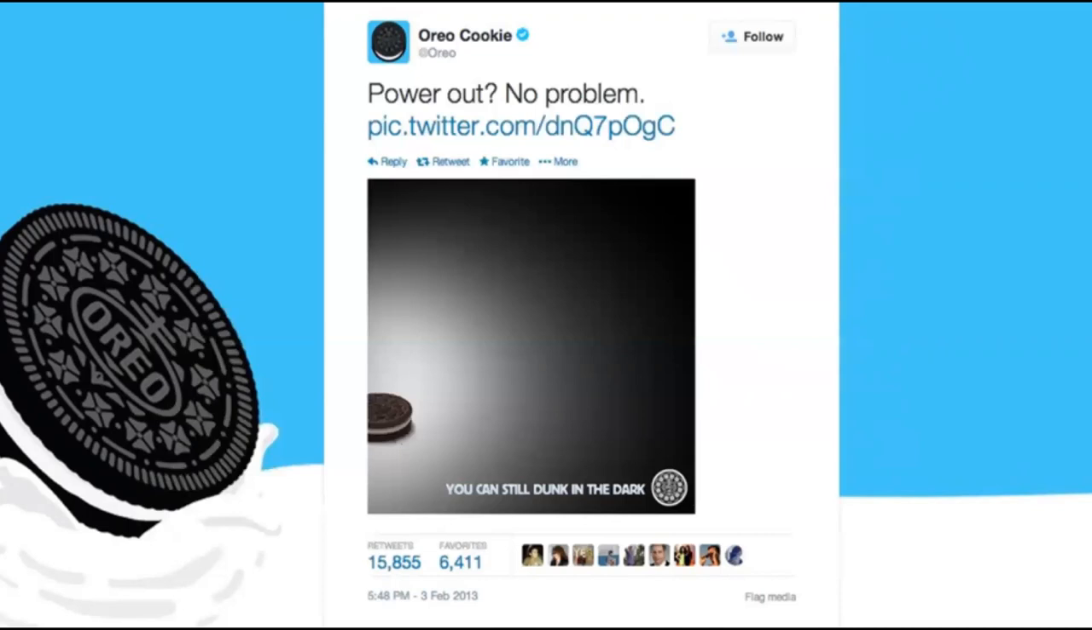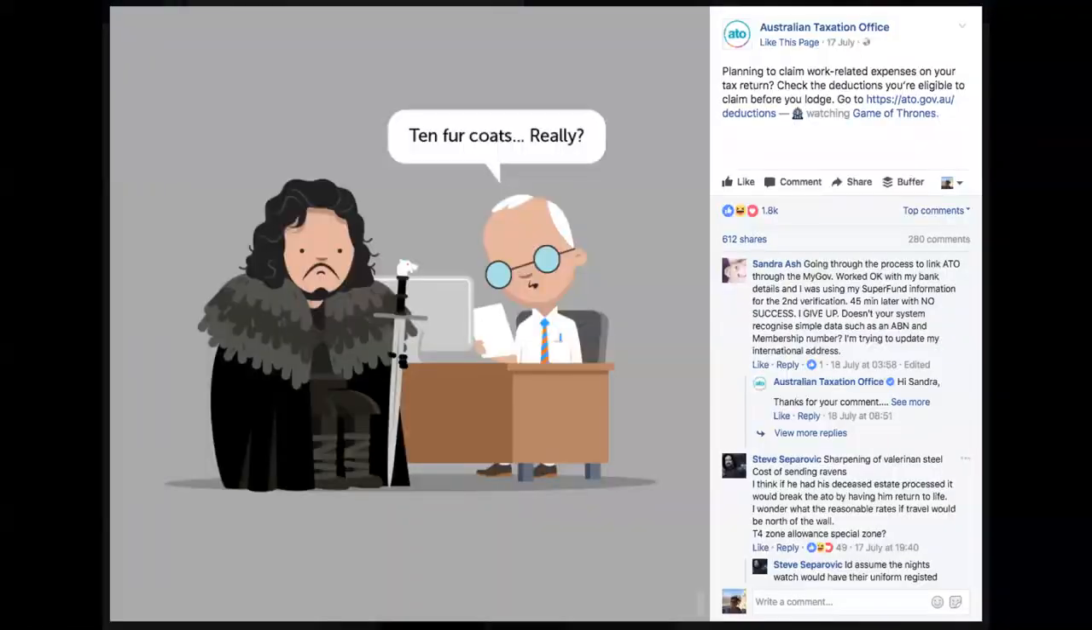Another example I love, which also uses visuals, is this one here from the tax office. I bet you never thought I would hold up the tax office as a best practice way of using social media. This post was on Facebook, and it came out on the 17th of July, which was the day that Game of Thrones launched on Foxtel with the new season. It's clever, isn't it?